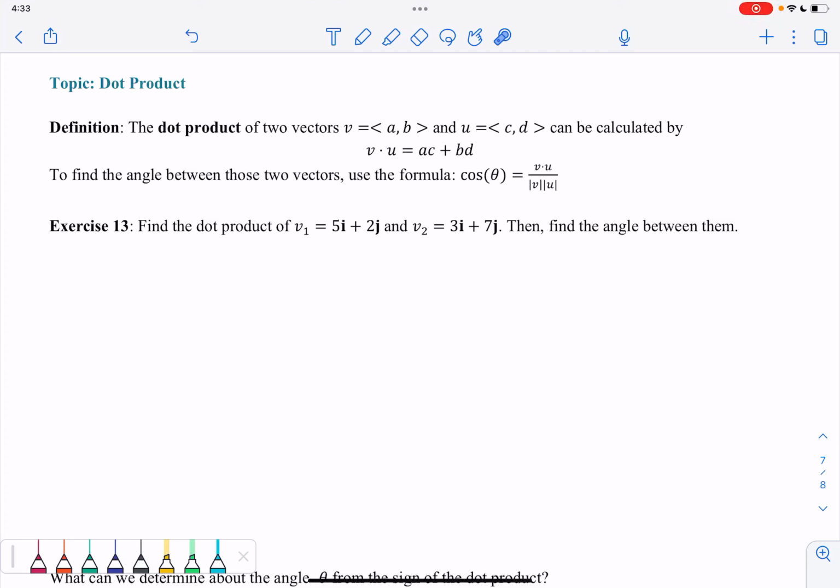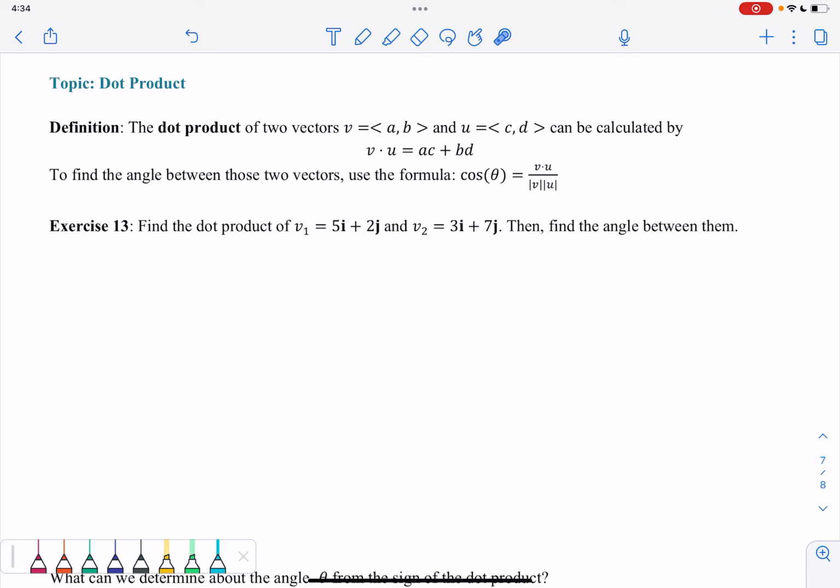Topic, the dot product. Definition: the dot product of two vectors, v equals ab and u equals cd, can be calculated by v dot u equals ac plus bd. So this dot is us defining a new operation called the dot product, and we can apply it to vectors.